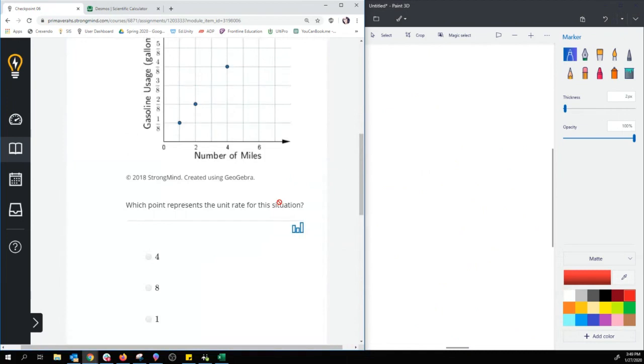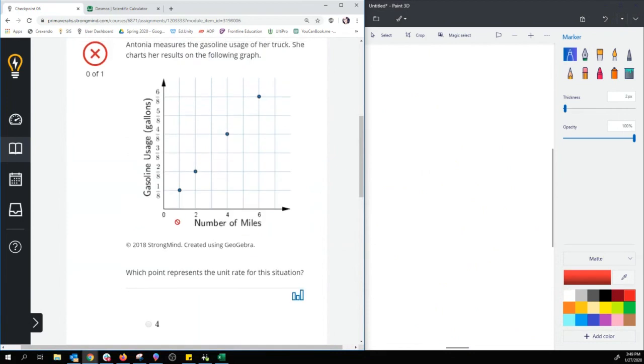That's it. Here's our next one. Which point represents the unit rate for this situation? So remember, for unit rates, we want a 1 where my x is. So I have 0, blank, 2. So again, I'm counting by 1. So 0, 1, 2, 3, 4. So you're super close. Don't forget to look at it carefully.